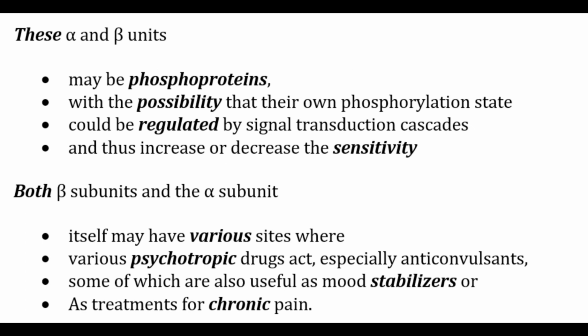These alpha and beta units may be phosphoproteins themselves, with the possibility that their own phosphorylation state could be regulated by signal transduction cascades and thus increase or decrease the sensitivity. Both these subunits may have various sites where various psychotropic drugs may act, especially anticonvulsants, some of which are also useful as mood stabilizers or as treatment for chronic pain.